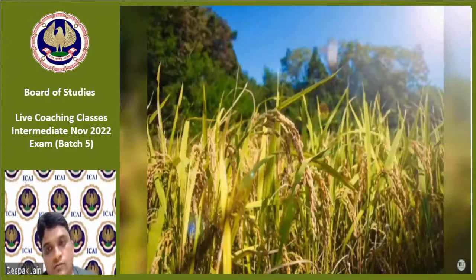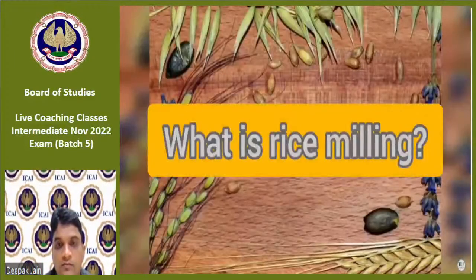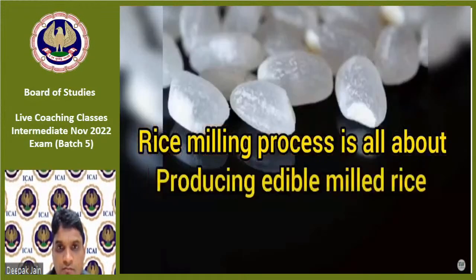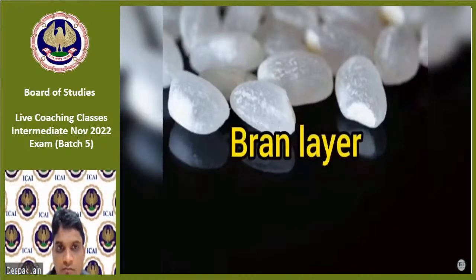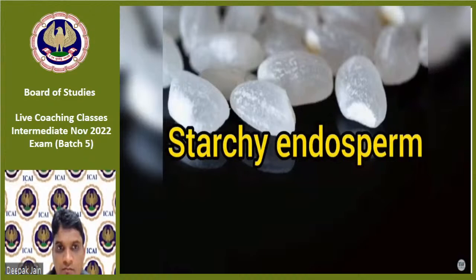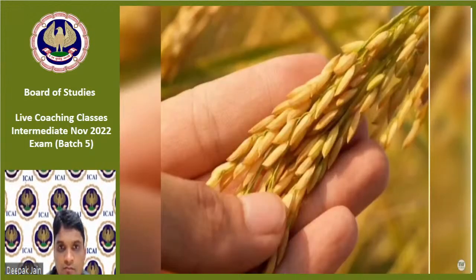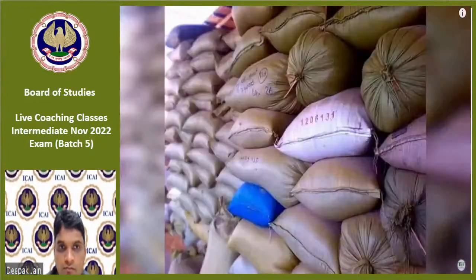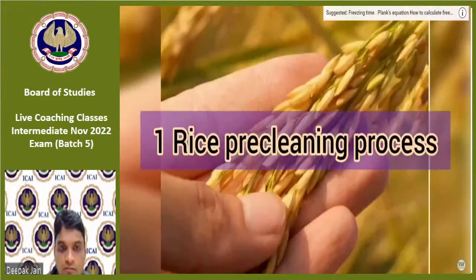In this video, we're discussing about rice milling. So, what is rice milling process? It's all about producing milled rice after separating the husk, the granular, and the clean rice and starchy underside. Let's discuss rice mill function and steps in rice milling process from pre-cleaning to the packaging. First step is rice pre-cleaning process.